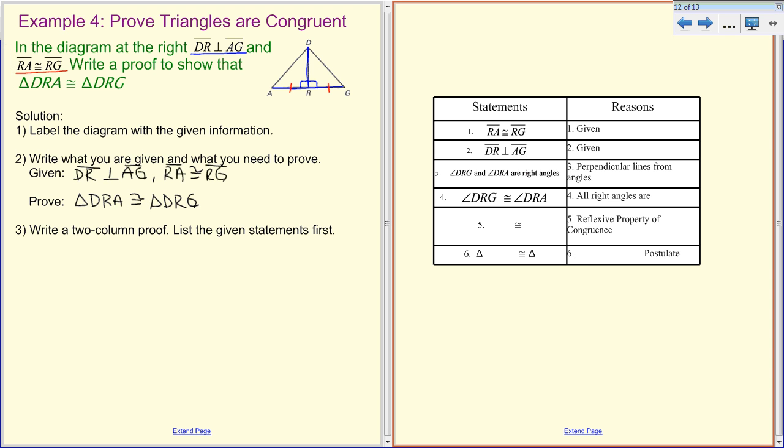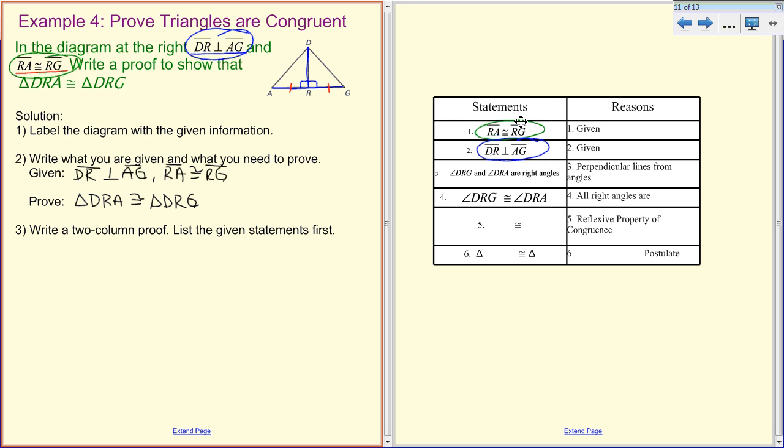Alright, so what we want to do is write that two-column proof, but we're always going to start by writing our given statements first. So if we look at what we have here, we know that RA is congruent to RG. How do we know that? That's given. It's given in our statements right here. So the reason I know that is because it was given. I didn't have any special property, I didn't have any special definitions. It just showed up in the given information. DR is perpendicular to AG. How do I know that? Because it was given to me right here. So once again, that's what that given looks like.